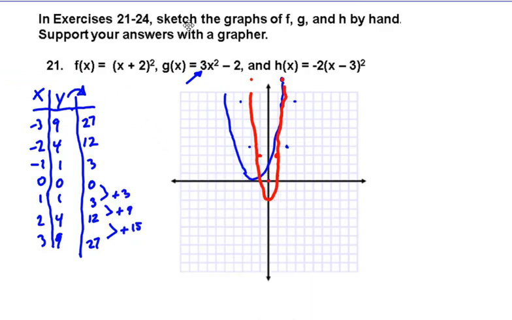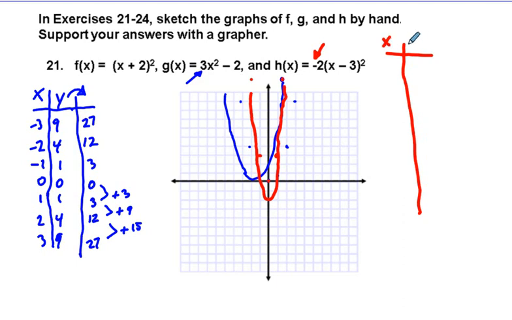Okay, and now we're looking at this one, -2 times quantity x minus 3 squared. And for this one, we're going to have a parabola reflected downward and stretched by a factor of 2. So for the one to stretch by a factor of 2, what we're going to have is this.